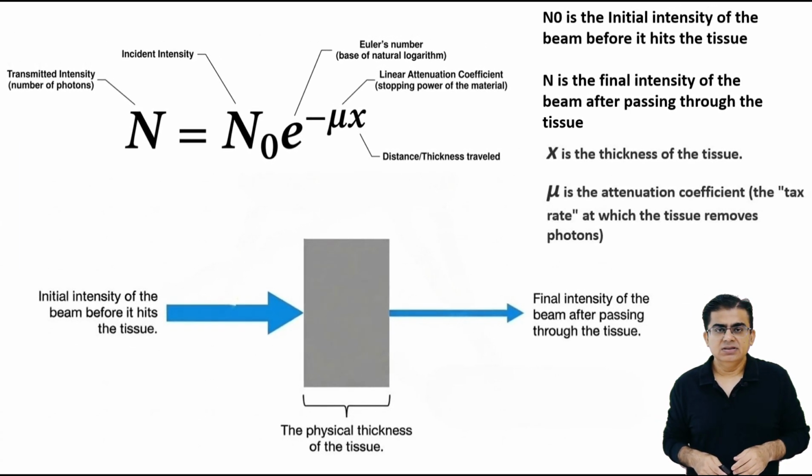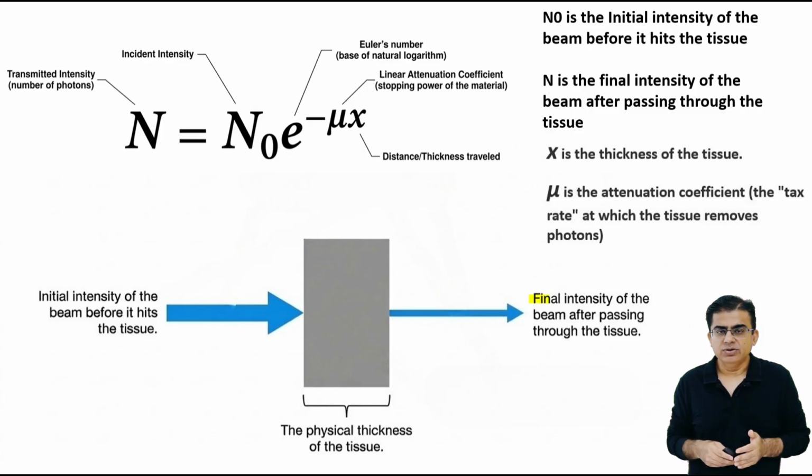Now let us look at the famous mathematical equation that describes this exact process. This is a tissue. This is the initial intensity of this incident treatment beam. It enters and passes through this tissue. Part of it gets attenuated during its travel within the tissue. This is the final intensity of this beam when it exits the tissue on the other side.